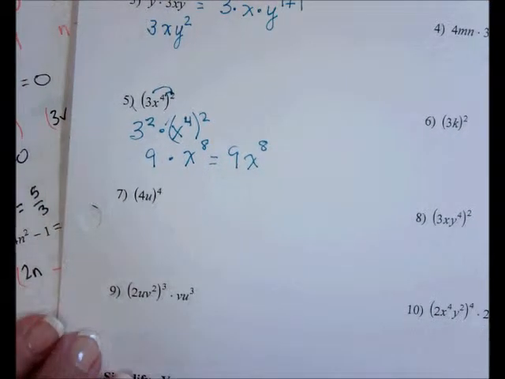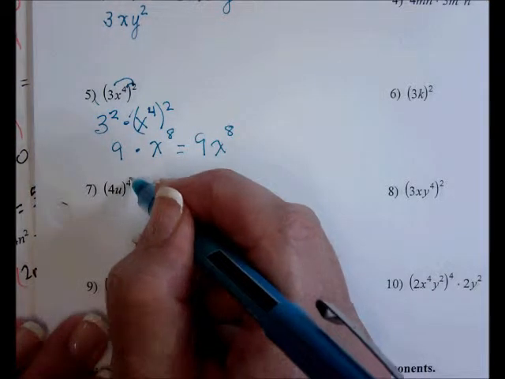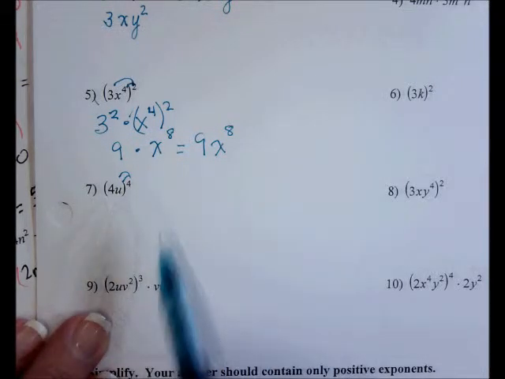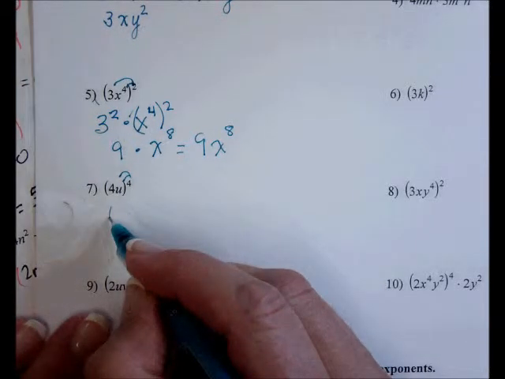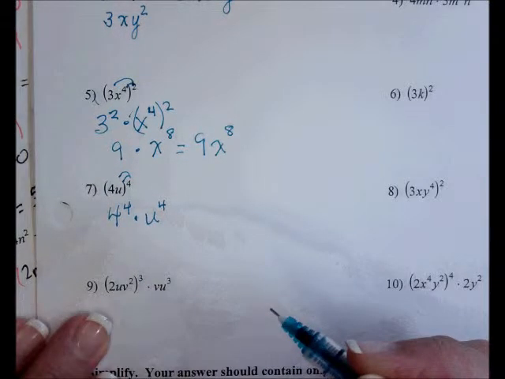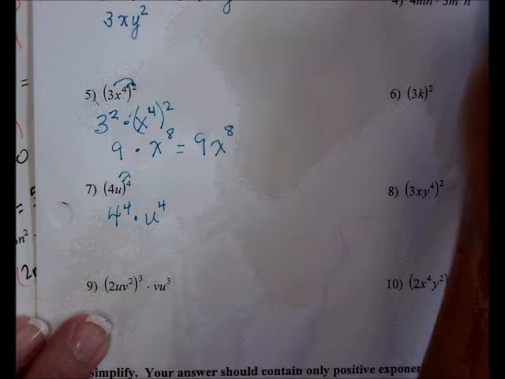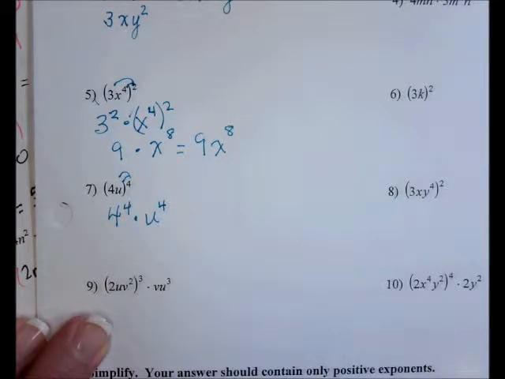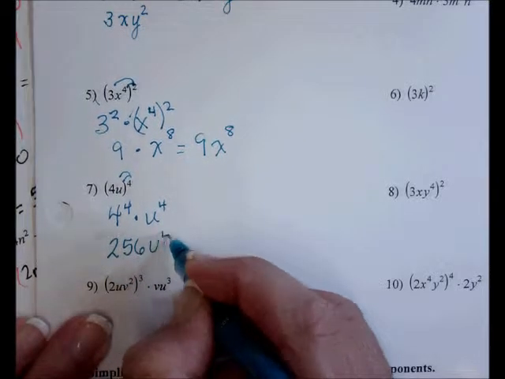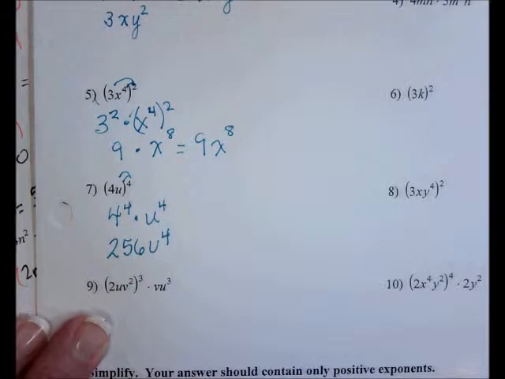Number 7 is very similar to number 5. I'm going to distribute the power to each of the numbers and variables inside the parentheses. So I'm going to end up with 4 to the 4th times u to the 4th. And 4 to the 4th, I'm going to use my calculator and just multiply 4 by itself 4 times. And my final answer, 4 to the 4th, is 256 u to the 4th power.